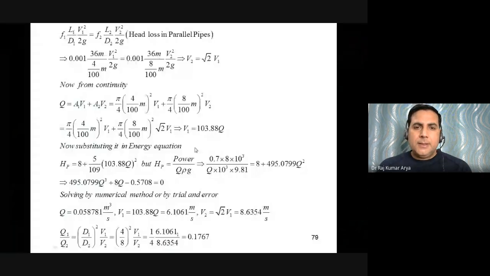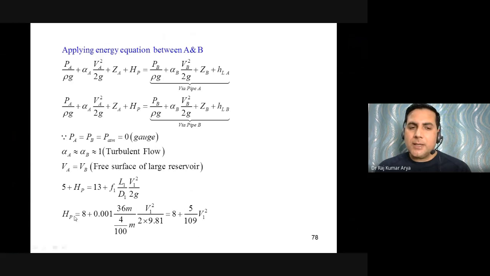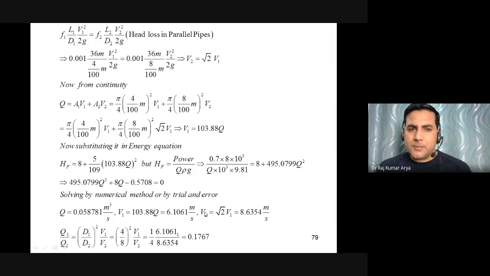Now, once you got this, you go back to your HP equation. This is your HP equation: head of the pump is 8 plus 5 upon 109 V1 square. Now you know V1 is this, 103.88 Q, so you put it here. So from here you are getting HP in terms of Q, right? This is what you got. Fine.